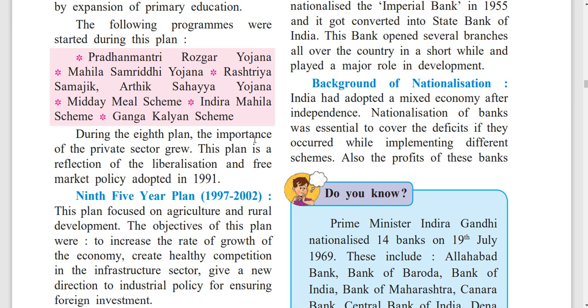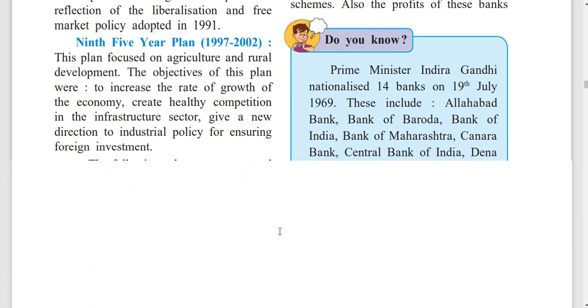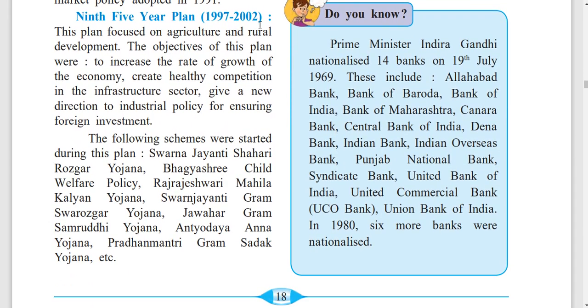During the eighth plan, the importance of the private sector grew. This plan is a reflection of the liberalization and free market policy adopted in 1991. Ninth Five-Year Plan, 1997 to 2002. This plan focused on agriculture and rural development. The objectives of this plan were to increase the rate of growth of the economy, create healthy competition in the infrastructure sector, give a new direction to industrial policy for ensuring foreign investment.